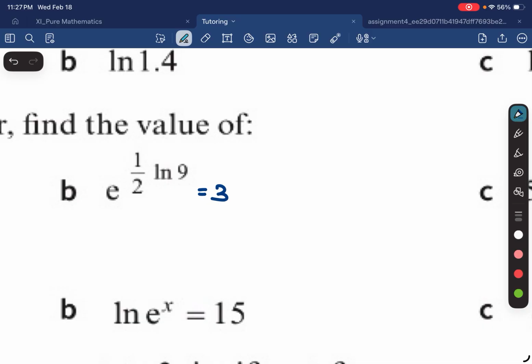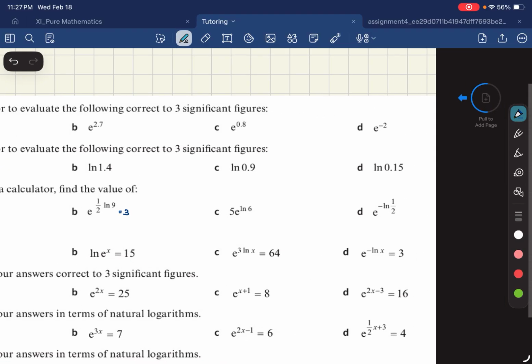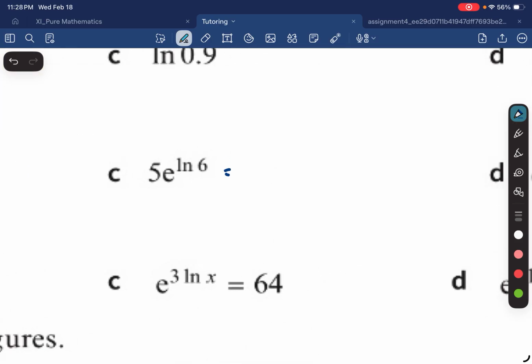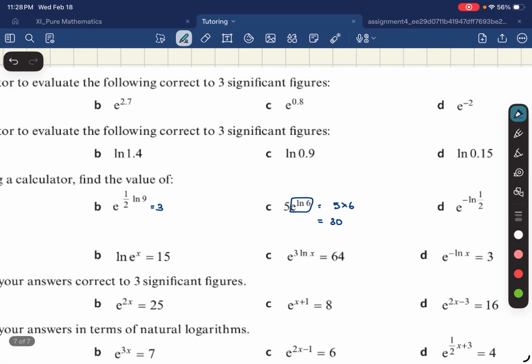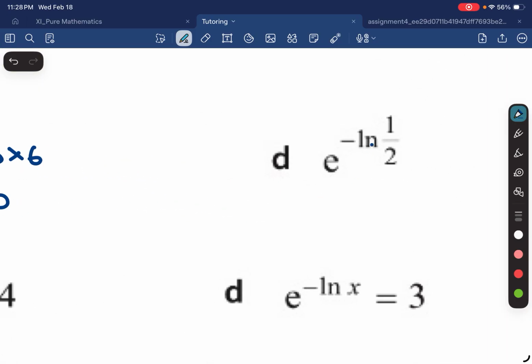I'm simultaneously checking the answers so that I don't say something wrong. And this is going to be 5 times 6, right? Because this part just simplifies to 6. So this is 30. And this one, see, 1 over 2 is just 2 to the power negative 1. And you can bring this negative 1 to the front. So the negative 1 and this minus sign at the front simply cancel out and you get 2.